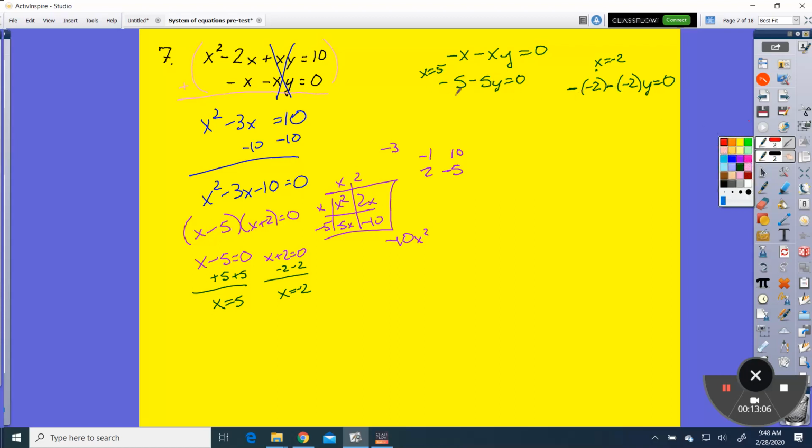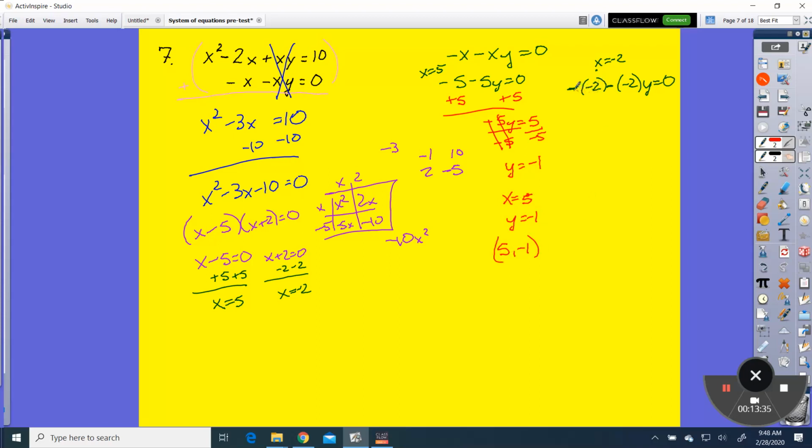So now let's work with this first one. I want to get the 5y alone, so I add the 5 to each side. So negative 5y equals 5. Divide by negative 5 to get y alone because it's 5 times y. So the opposite of times is divide. So those go away. I'm left with 5 divided by negative 5 is negative 1. So when x equals 5, y equals negative 1. So that's 5 comma negative 1.